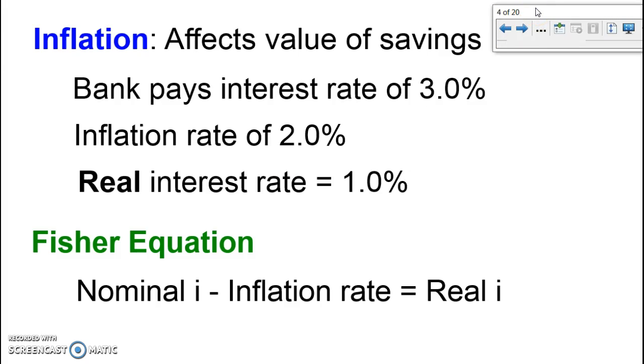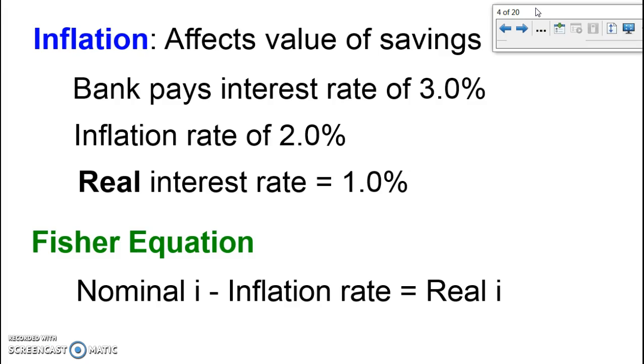Inflation, of course, affects the value of your savings because it erodes the value of a dollar. So let's say a bank is paying an interest rate of 3%, but inflation's at 2%. The real interest rate you are earning is just 1%, which means the growth in your purchasing power is just 1%. So that $100 earning 3% interest, if inflation is 2%, and you're comparing the value of your money a year from now to what you have right now, you have $100 now, and virtually $101 a year from now in real terms.